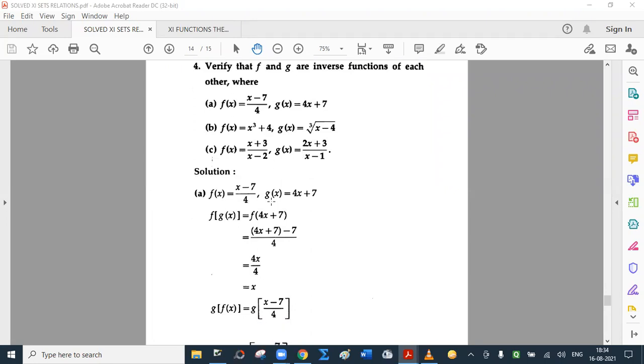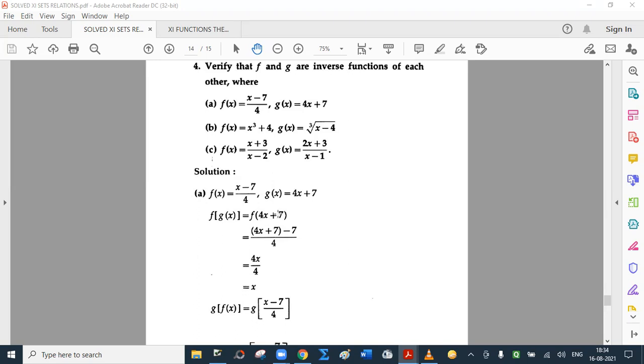Now, how to write the solution in the exam? f of x is given, g of x is given. Find out f of g of x. Note that this is the composite of not f and g, it is the composite of g and f. So what is g of x? It is 4x plus 7. So it is f of 4x plus 7.